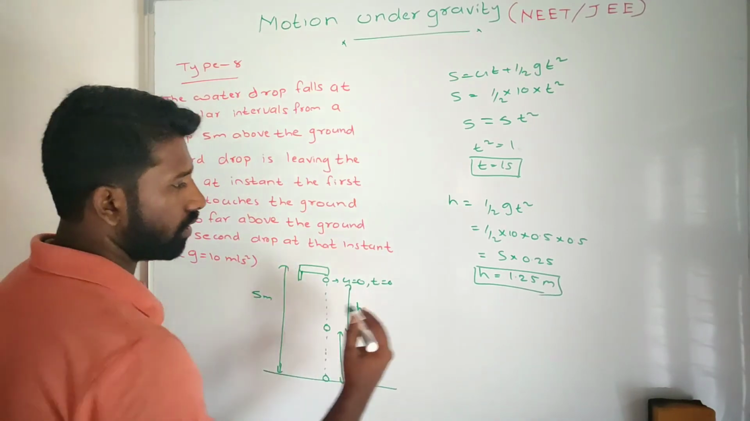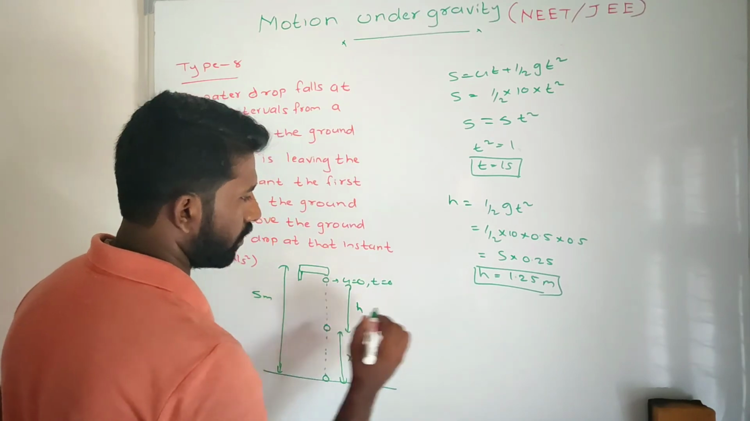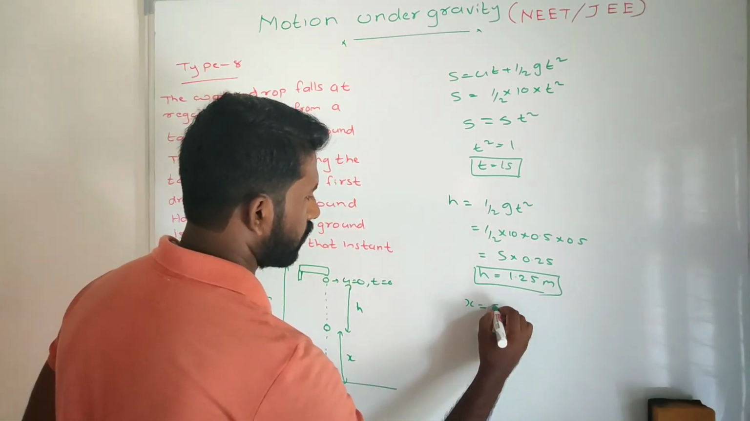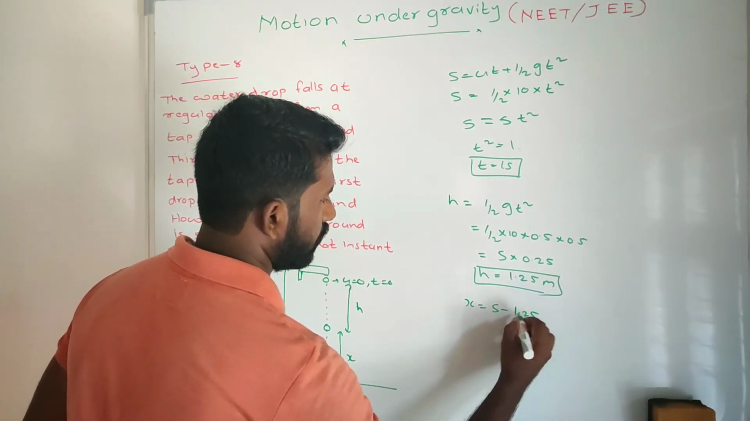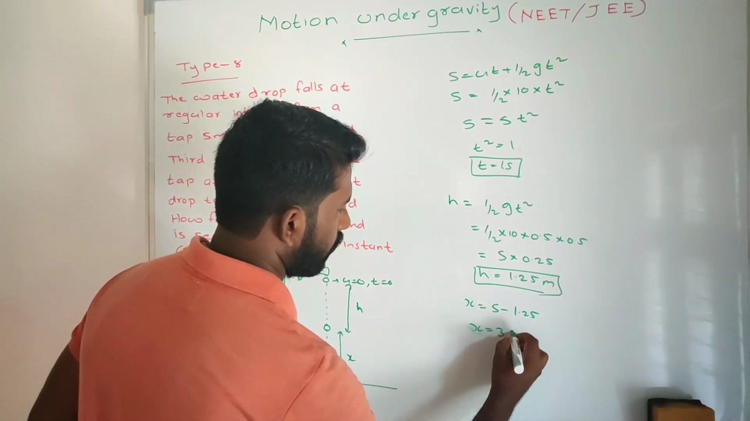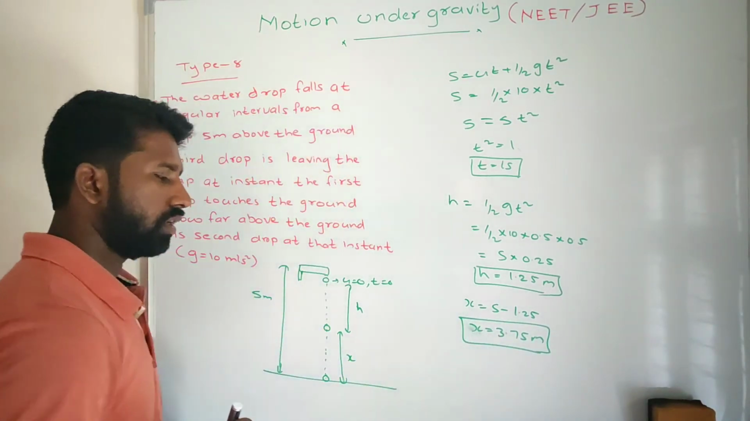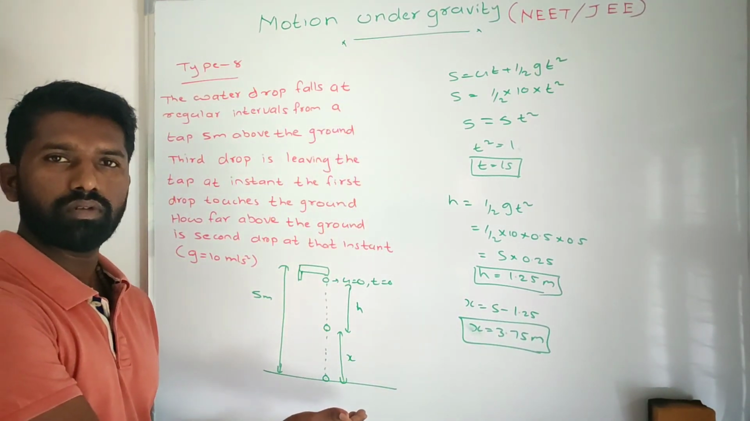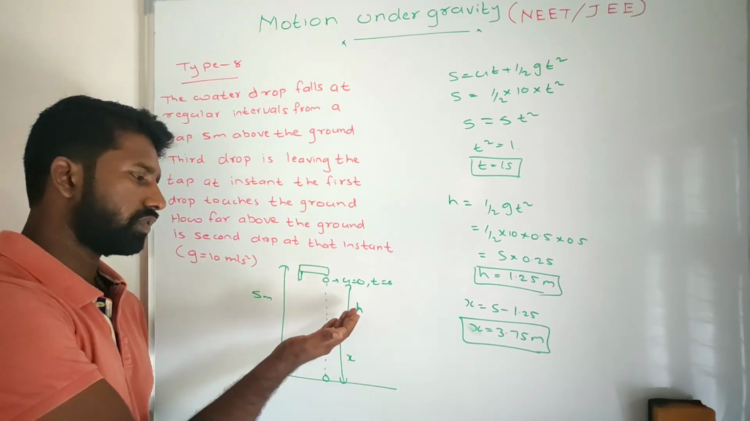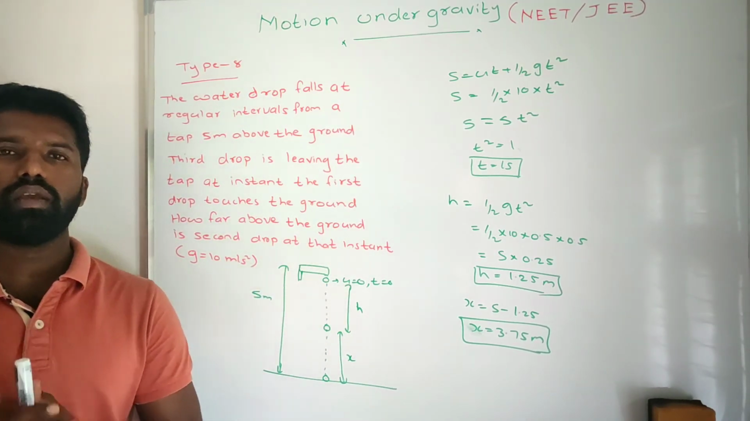So the total height is 5 meters. So x is equal to 5 minus 1.25. That is x is equal to 3.75 meter. That means the second drop is 3.75 meter height from the ground. Okay, this is about type 8.